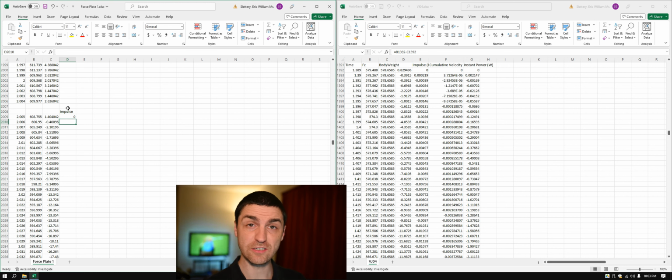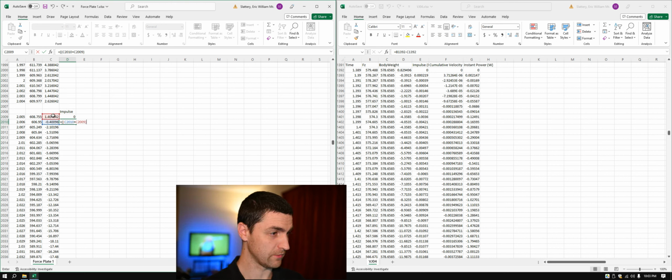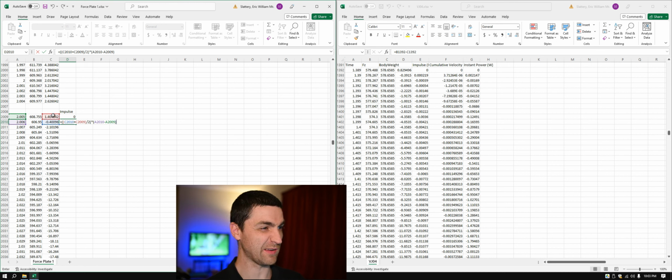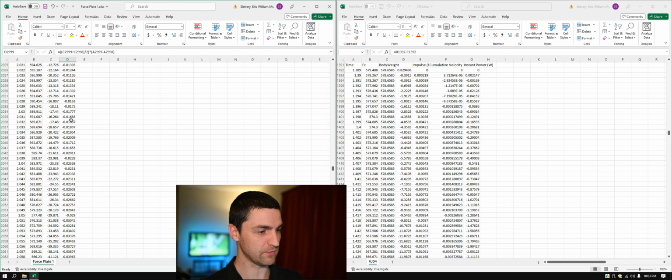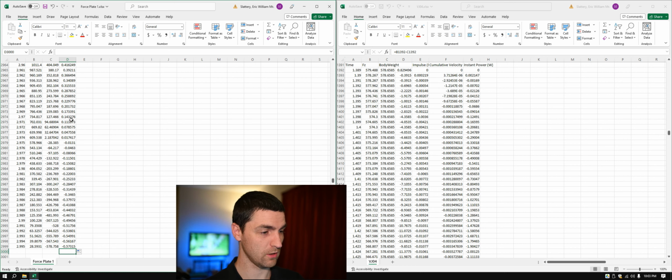So it starts at 0 here. Now, this one plus the row above, this one plus that one, divide it in half. Then we're going to multiply that by the difference in time. It's going to be the same thing all the way down, but I just have it set as is. Then we'll just double click that. And this will give us the total impulse.